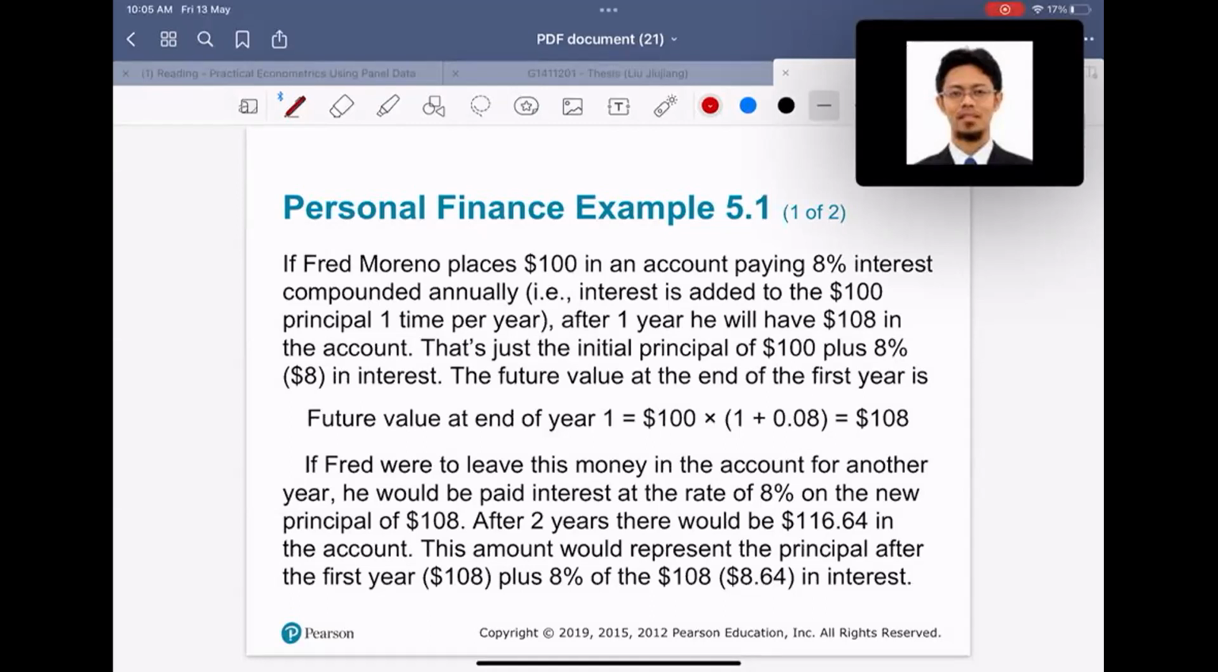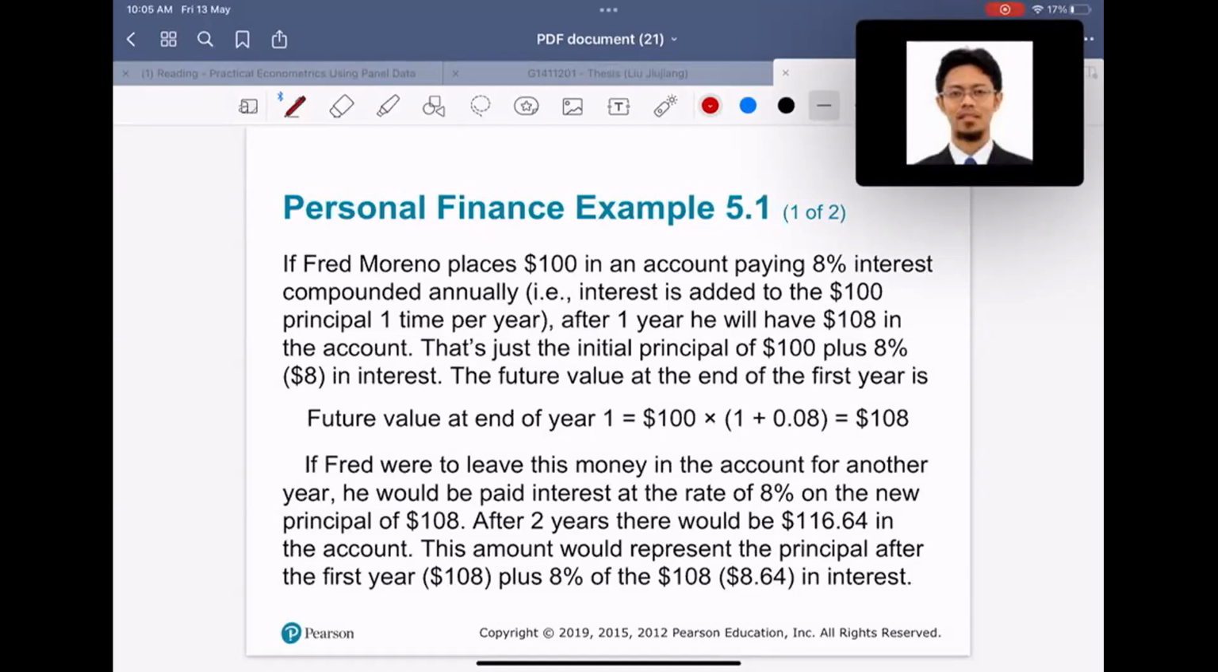It's not times 100 anymore. It's times how much? 108. The interest includes the principal plus the previous interest. So riba, so many riba. Accumulated riba. So if it is 10 years, more. Clear, brother?